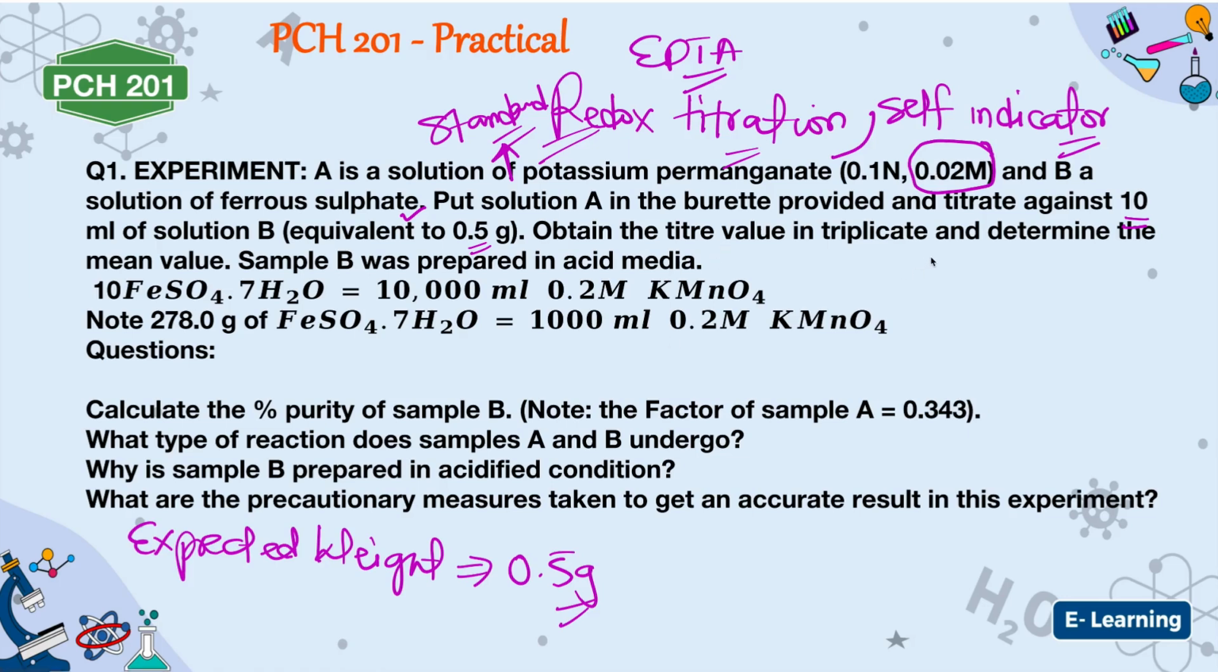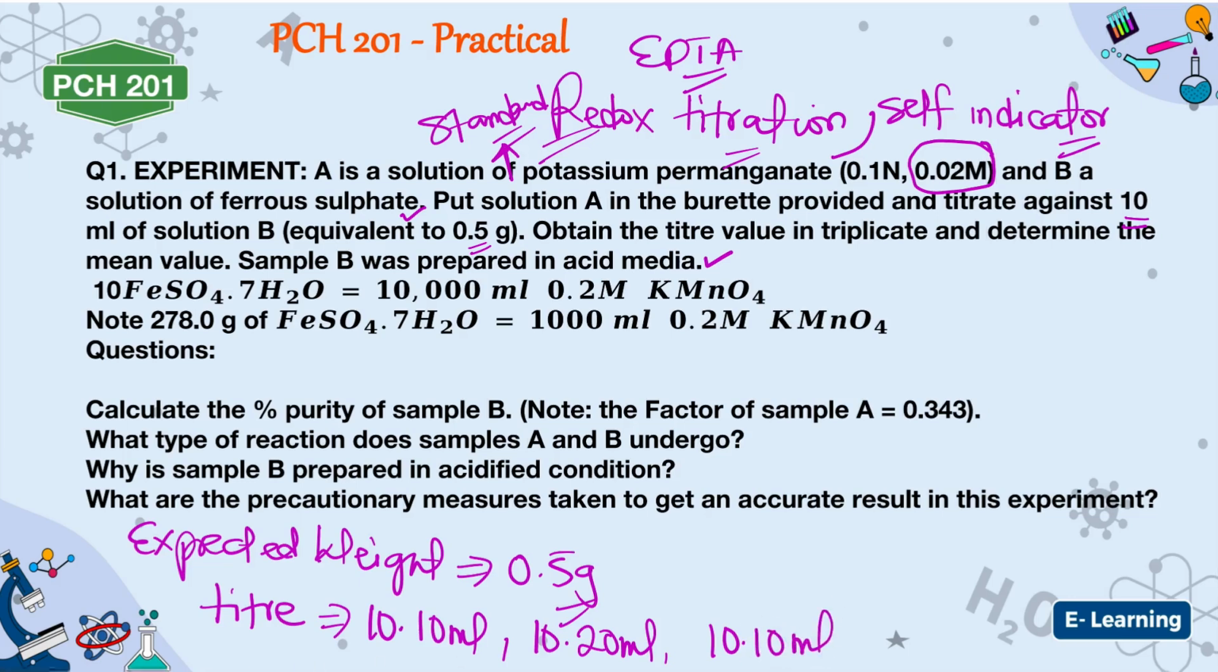Obtain the Titre value in triplicate and determine the mean value. Sample B was prepared in acid media. Now, take note. They say obtain the Titre value in triplicate. So let us say you do it in three places. Let's say the first one you get 10.10 ml, the second one you get 10.20 ml, the third one you get 10.10 ml again. This is triplicate. Are you getting it? These are the Titre values.